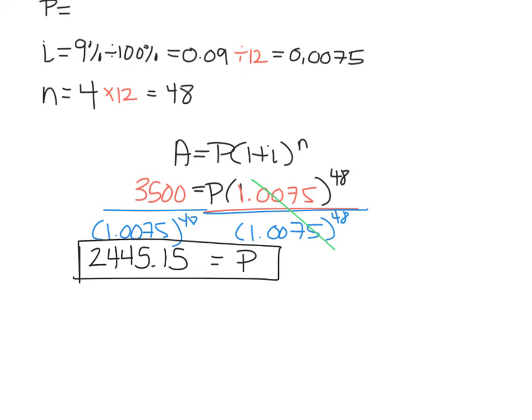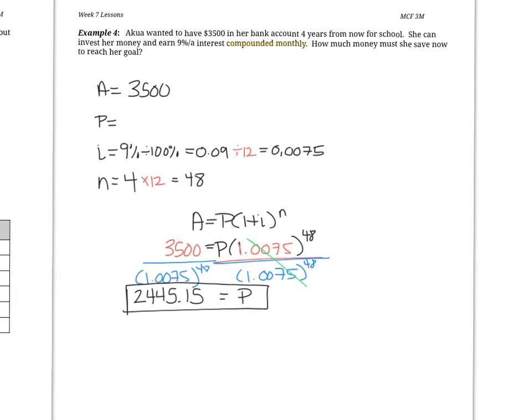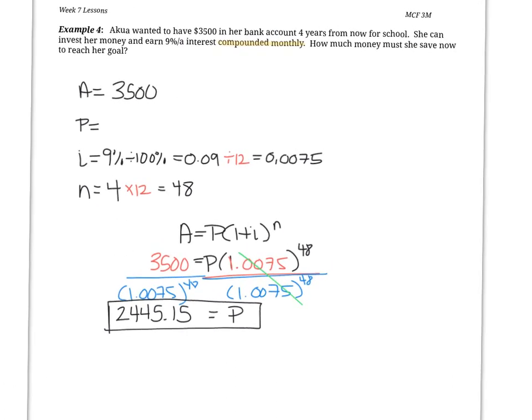So after you come to your answer, we got to make sure, is this reasonable? First of all, should this answer be smaller or larger than 3,500? Akua wants 3,500 in her bank account in the end of 4 years. So the original amount she should put in, should it be more than that or less than that? It should be less because she's going to be earning interest in this investment. So this makes sense that this number is less. So this is how much she has to save now in order to have $3,500 in the future.